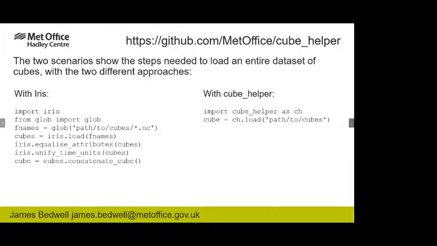Okay, another one from Pat Hyder, just asking how Cube Helper works. How does it work for ocean data and the irregular grids? How does it work for the irregular data, like for instance from ORCA?